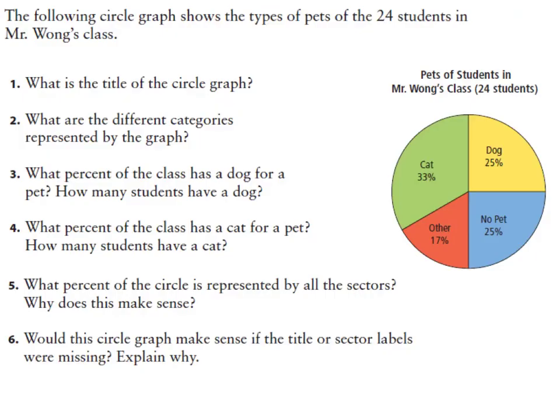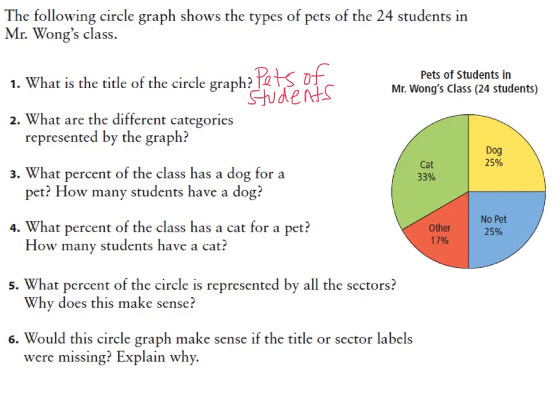Let's go ahead and answer some questions about this circle graph. This circle graph shows the pets of students in Mr. Wong's class, and there are 24 students total. So first of all, the first question is, what is the title of the circle graph? Well, the title is Pets of Students in Mr. Wong's class.